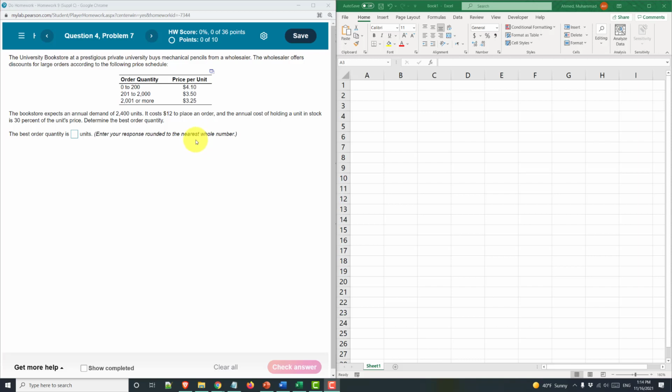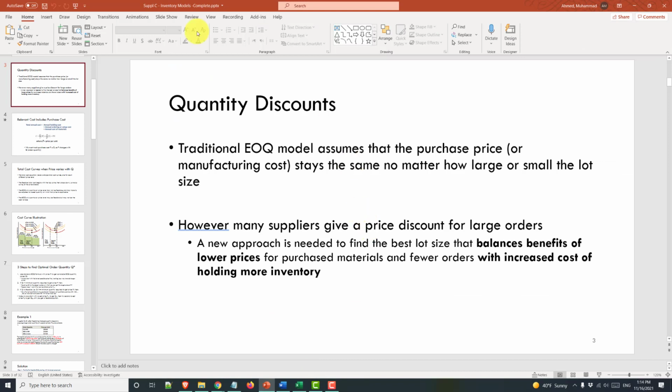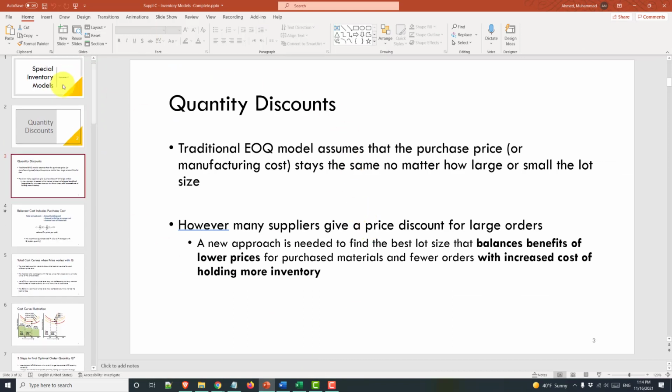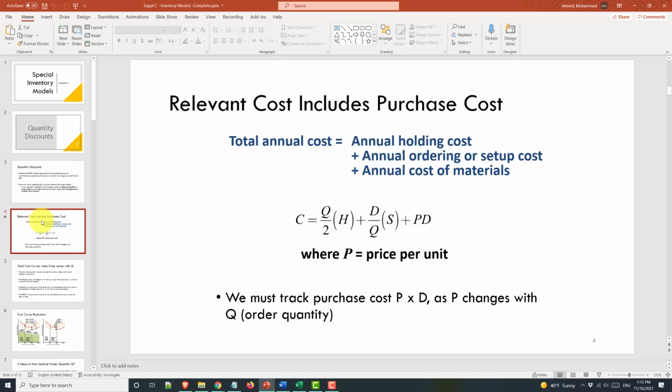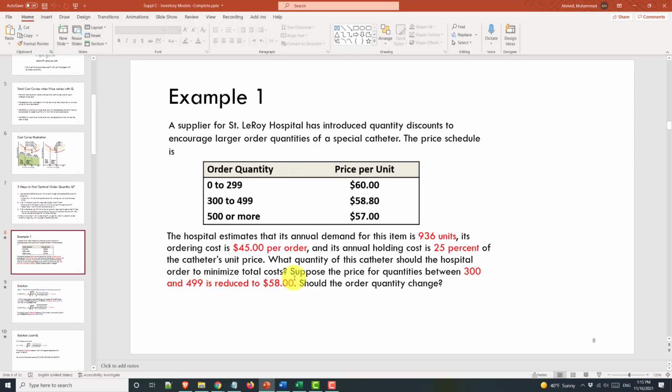Okay, in this video we are going to solve two homework problems, and these are from Supplement C, which is about special inventory models. I recommend that when you're doing the homework, you open the slides for that particular chapter. So this is what we are doing, Supplement C, special inventory models, because the slides have the formulas you need, as well as solved examples which are similar to what the homework is asking you to do.